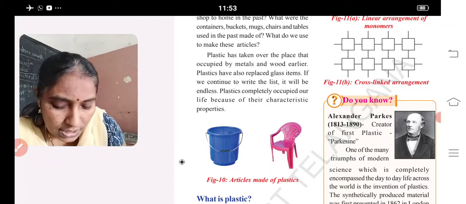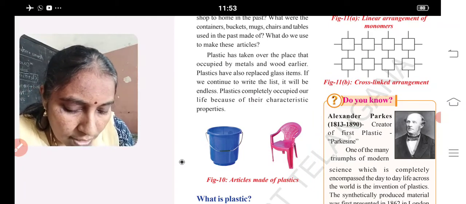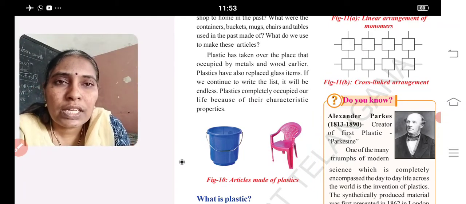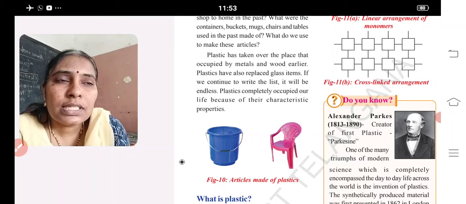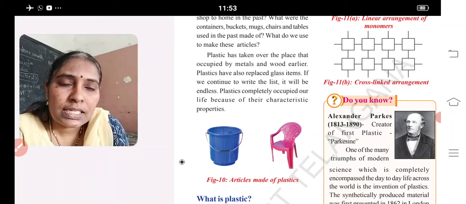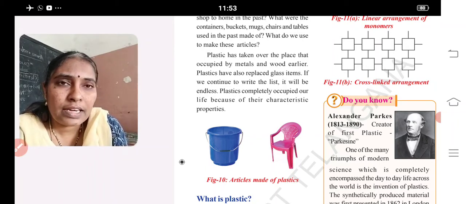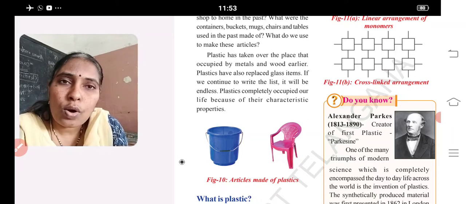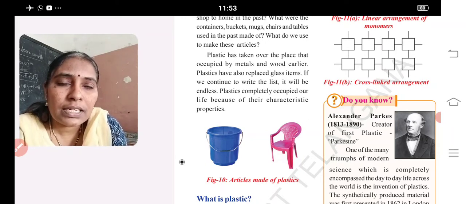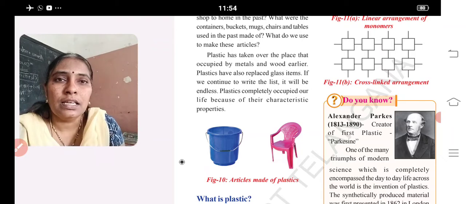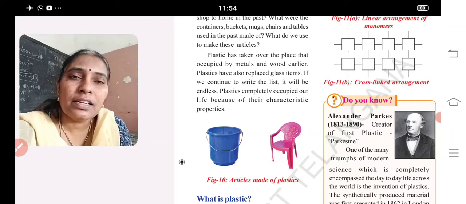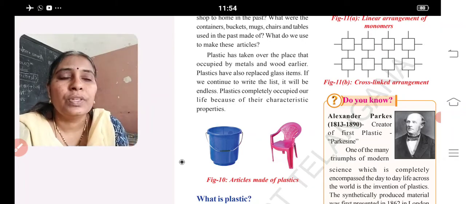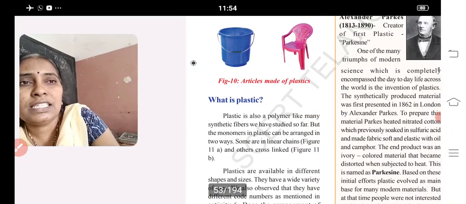Plastic, without plastic we can't spend a single day. Today everywhere, from kitchen to bathroom, everything is filled with plastic, because plastic is water resistant and it does not react with atmospheric gases. So all the copper and metal containers are replaced by plastic. To preserve pickles, we are using a plastic container which is unreactive. So that's why plastic is used.